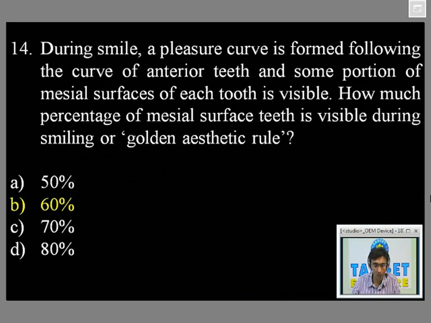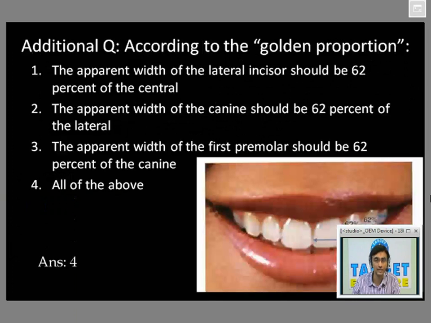So the question was, a pleasure curve is formed following the curve of anterior teeth and some portion of the mesial surface of each tooth is visible. Forget about the first half. How much percentage of the mesial surface is visible during smiling, which is also called the golden aesthetic rule? And the answer is 62 or closer to that, which is 60%.